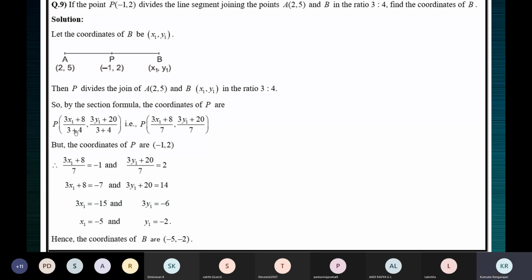So this is the x coordinate of P. This is the y coordinate of P. But it's given to be (-1, 2). That means the value of this is -1 and the value of this is 2. Equate this to -1, equate this to 2, and find the values of x1 and y1. So the coordinates of B are (-5, -2).